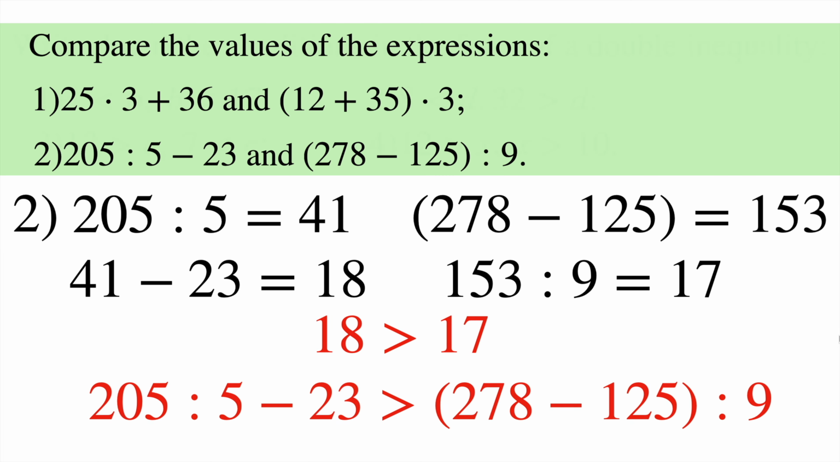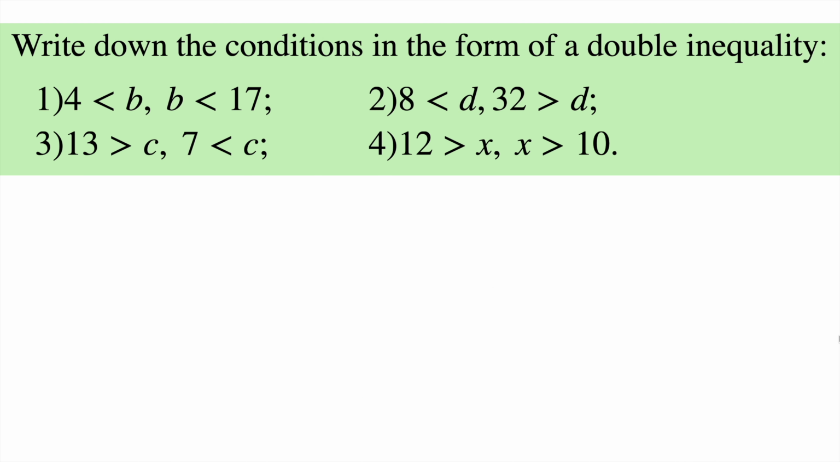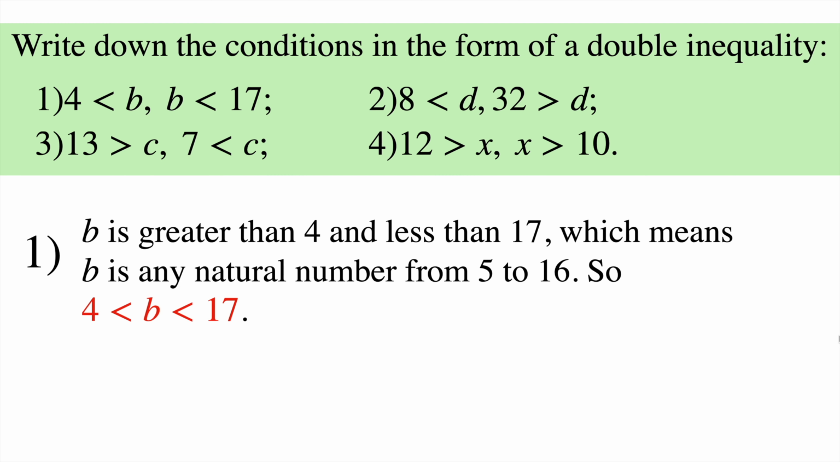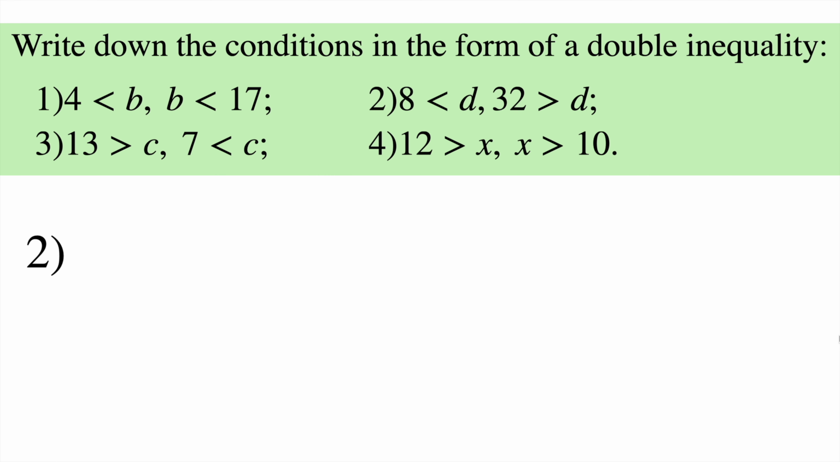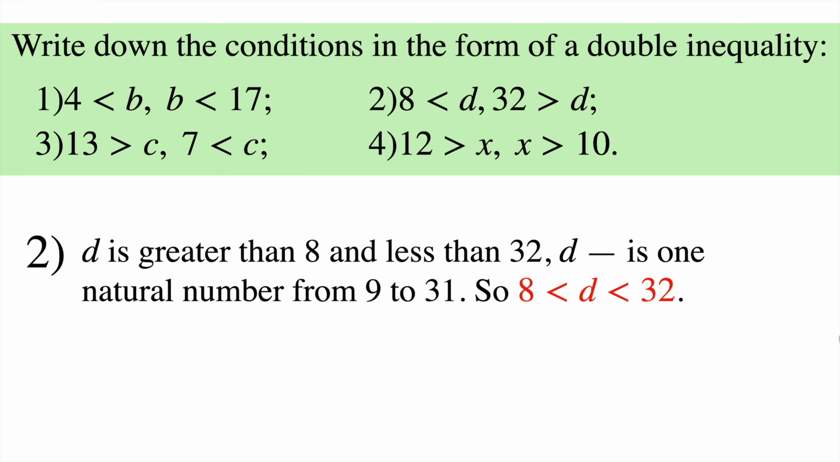It is necessary to write the conditions in the form of a double inequality. In the first point, for example, saying b is greater than 4 and 17 is even greater than b, we conclude that 17 is the largest number, 4 is the smallest number, and b should be in the middle. In the second, d is greater than 8 and less than 32, so this is any number from 9 to 31. We write down the corresponding inequality.